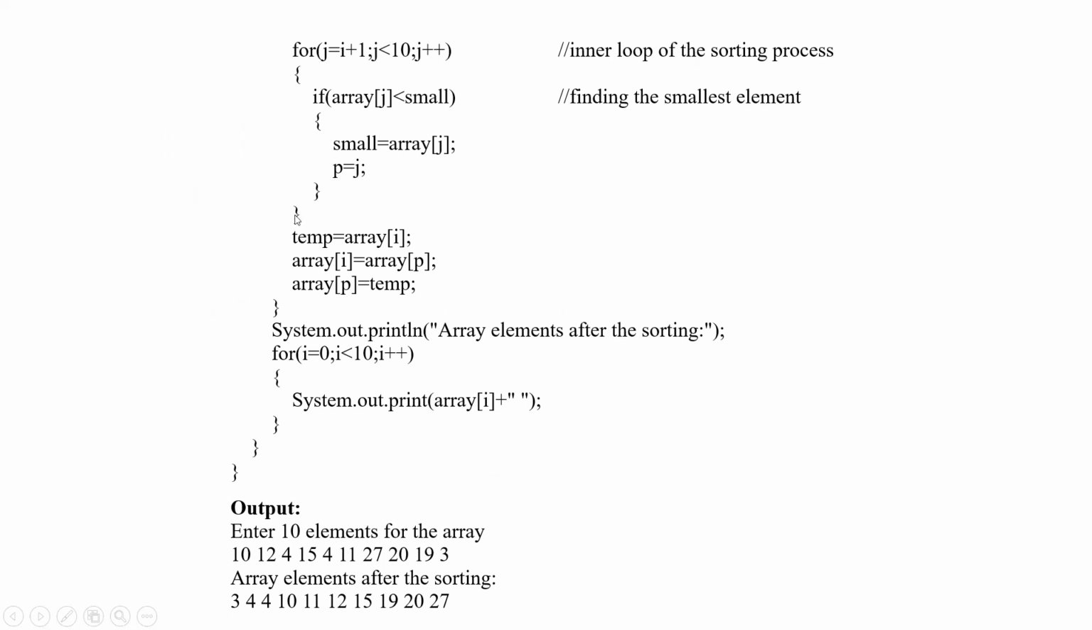Now, after the end of the inner loop, within the outer loop, we are swapping arr[i] with arr[p]. Finally, another loop will run to display the array. So here the output you can see: enter 10 elements, given elements 10, 12, 4, 15, 4, 11, 27, 20, 19, 3. After the sorting takes place, the elements are rearranged as 3, 4, 4, 10, 11, 12, 15, 19, 20, 27.